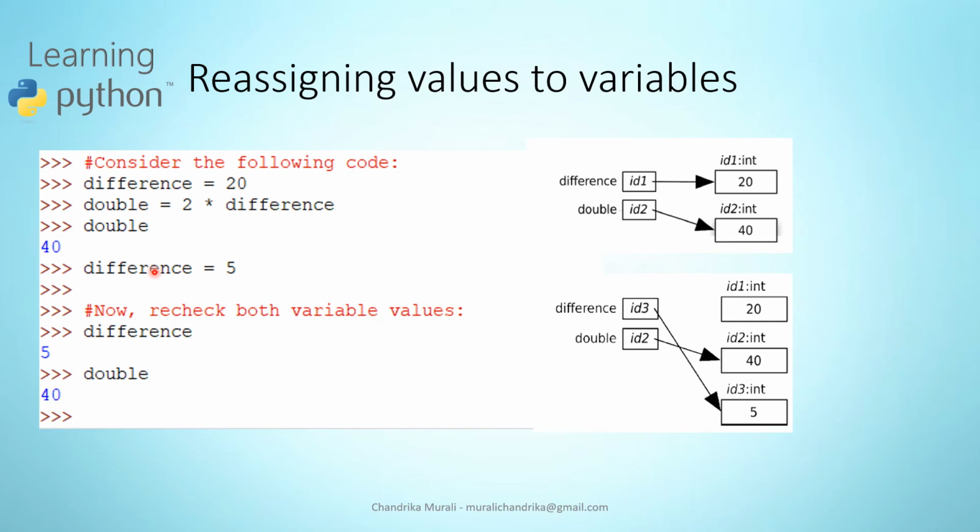Now let me go back and recheck. Difference is equal to 5 and the double value remains the same as 40. Even though we calculated the double value as 2 times the difference, it was at that particular moment when the difference value was 20. Later, whether you change the difference value or not really doesn't matter. The value of double remains the same, as you can see here. That is, reassigning the value of a variable does not change the value of any other variable.